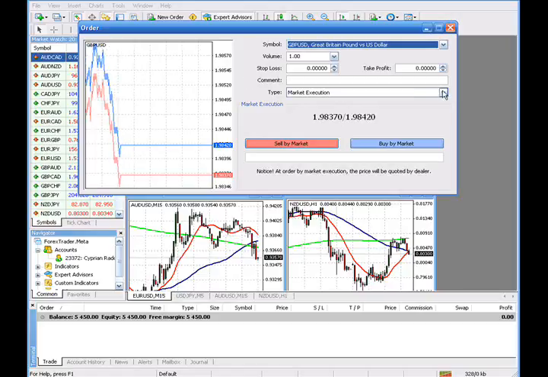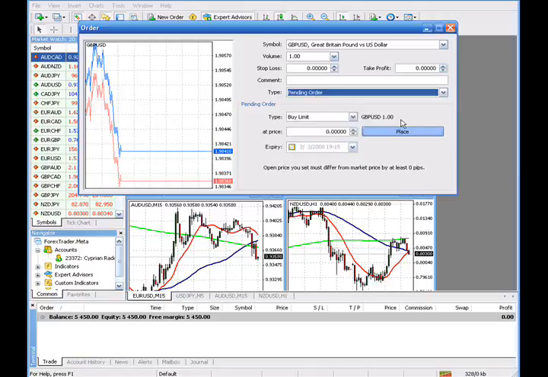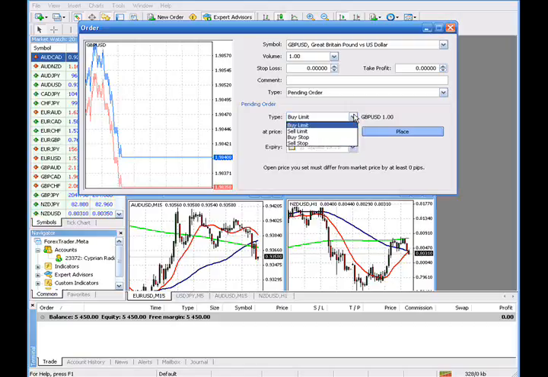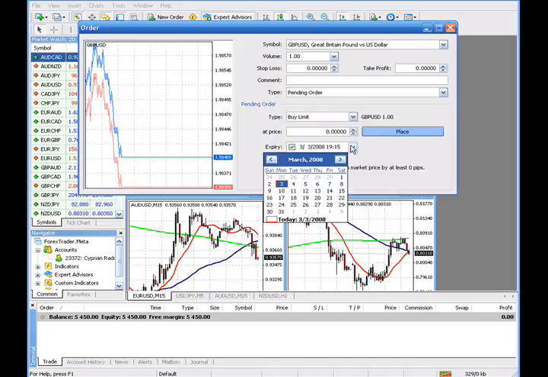We also have the ability, besides market execution, we can use a pending order. For pending orders, we have different types. As you can see, buy limit, sell limit, buy stop, sell stop. So we could place an order based upon our preference. We set the price at which the order will be executed here. And also we have another interesting feature. We can set an expiration date.